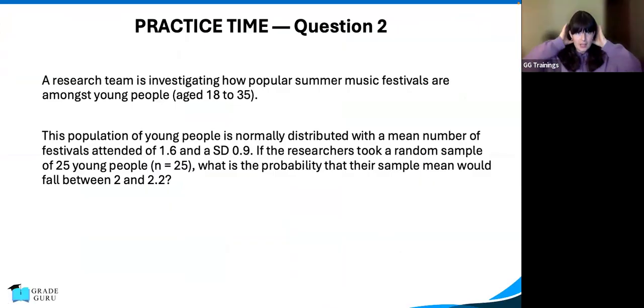All right. A research team is investigating how popular summer music festivals are amongst young people aged 18 to 35. This population of young people is normally distributed with a mean number of festivals attended of 1.6 and an SD of 0.9. If the researchers took a random sample of 25 young people, what is the probability that their sample mean would fall between 2 and 2.2?